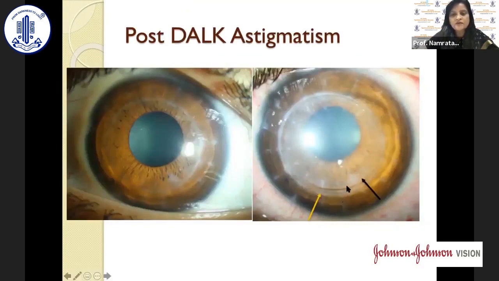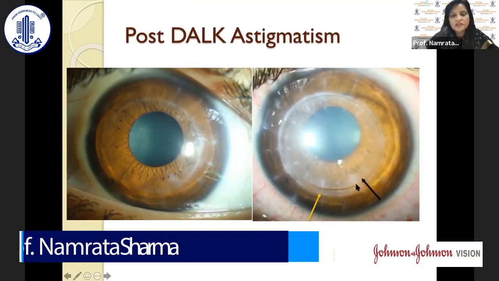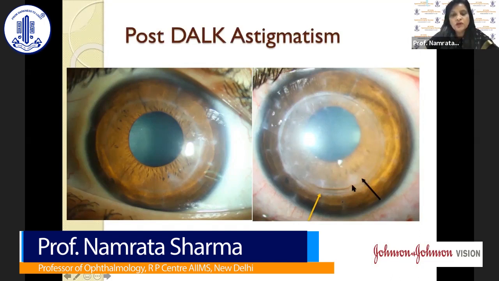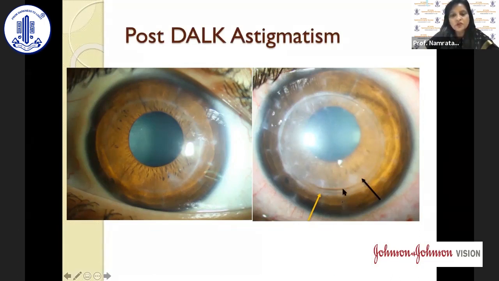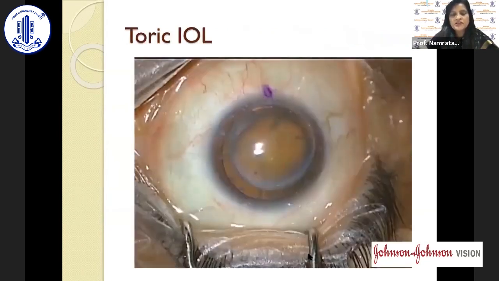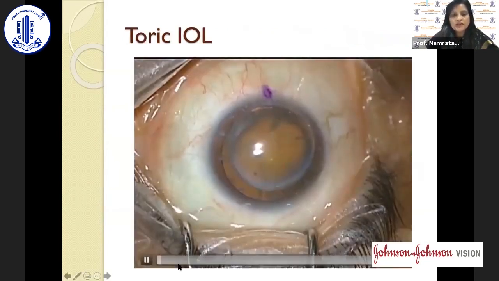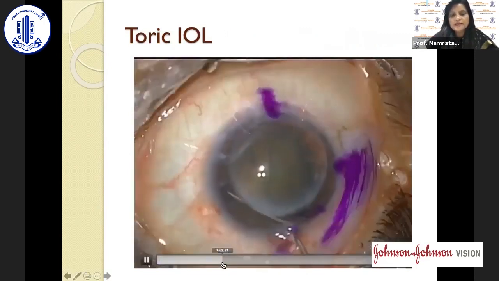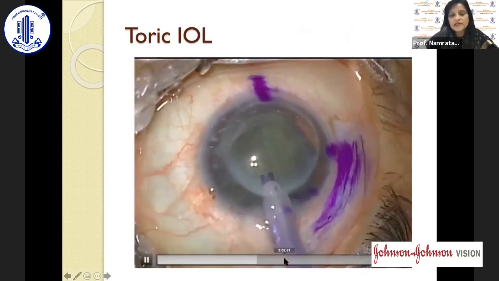So you can have configurations such as this when you do this LASIK surgery in a case of post-DALK. So you can see the graft host junction as well as the edge of the flap, which had been created to deal with the astigmatism. Intracorneal ring segments are a great option, and we heard a great talk from Renato in the beginning of the session. And then toric intraocular lenses can also be done in these cases after marking the correct axis.